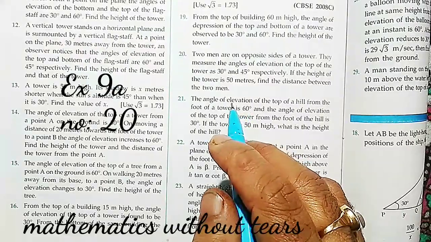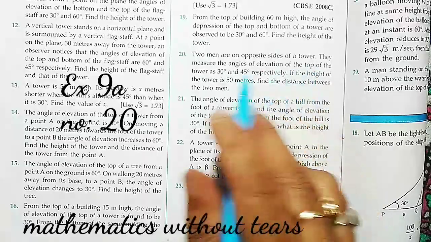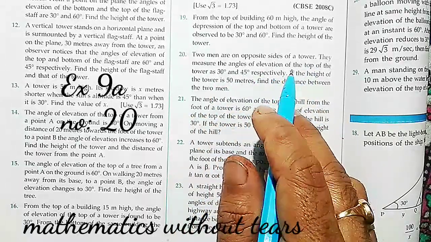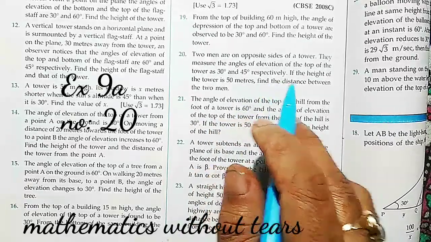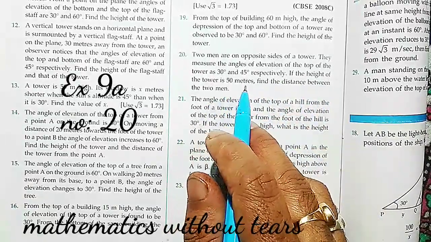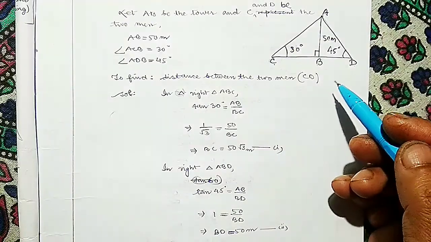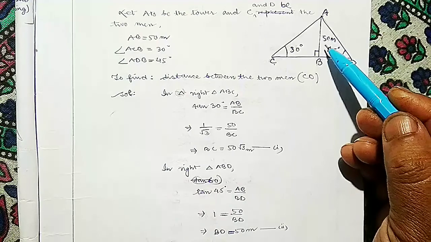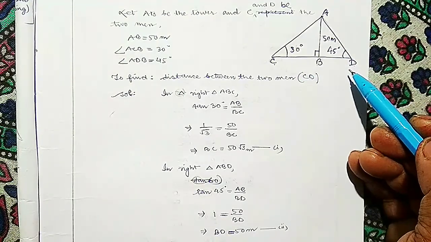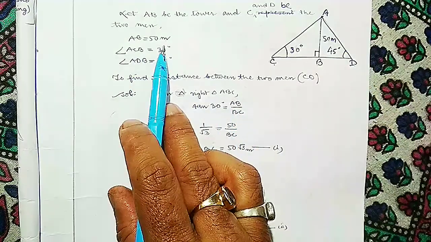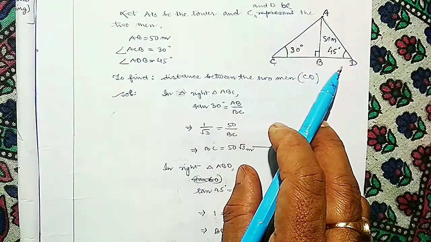In question number 20 it is given, two men are on opposite sides of a tower. They measure the angles of elevation of the top of the tower as 30 degree and 45 degree respectively. If the height of the tower is 50 meters, find the distance between the two men. As given in the question, let AB be the tower whose height is 50 meters, C and D be the two men.